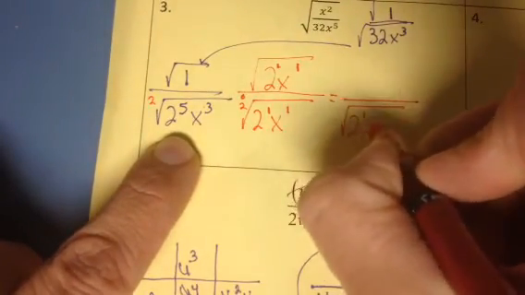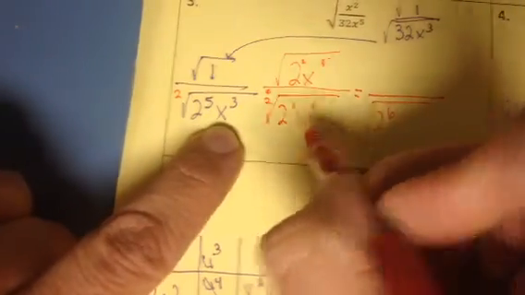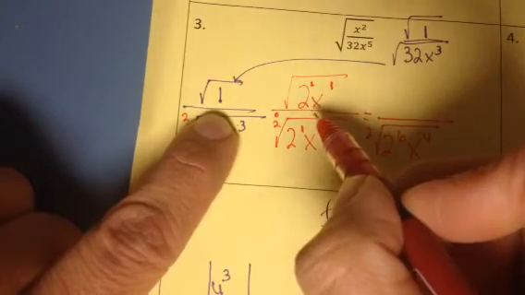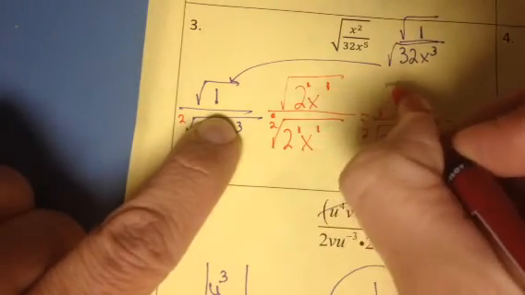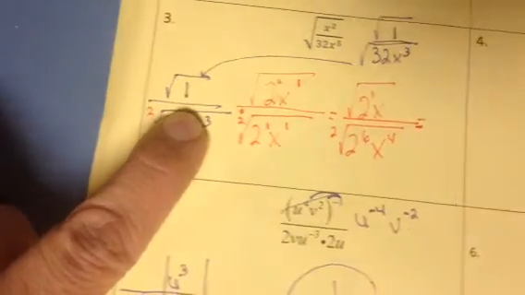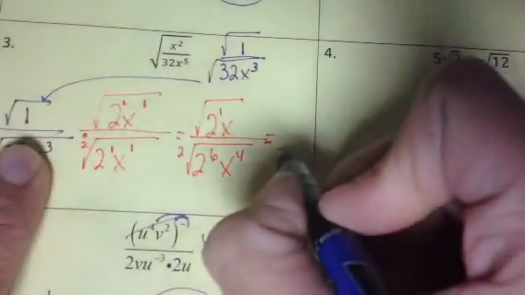So I'm going to put my 2's together. There's 6 of them. I'm going to put my x's together. There's 4 of them. And then I'm going to put my numerators together. You don't need the 1. We discussed that. I'll just put the x and the 2. And now I'm going to take everything out that's perfect.